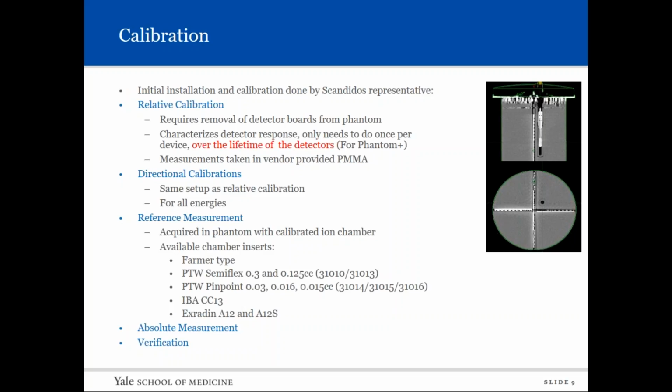It involves an irradiation in 7 different setups. The directional calibration, it's not for the directional dependence of diodes. That's already accounted for by ScandiDos and software. This is just for differences in dose caused by the actual physical construction of the detector board and the electronics.